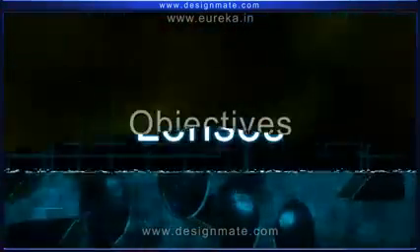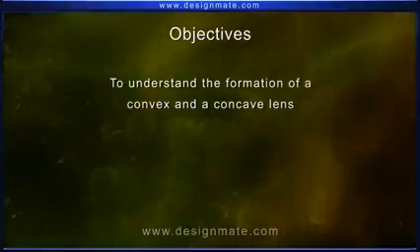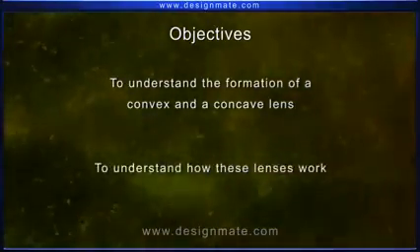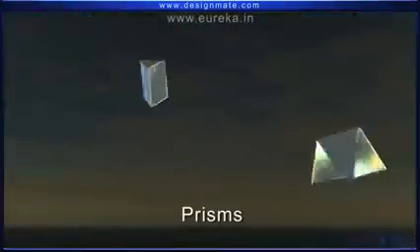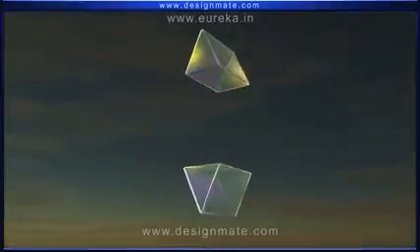Lenses. Objectives: to understand the formation of a convex and a concave lens, and to understand how these lenses work. Convex lens. Arrange two prisms so that their rectangular rough surfaces are facing each other.